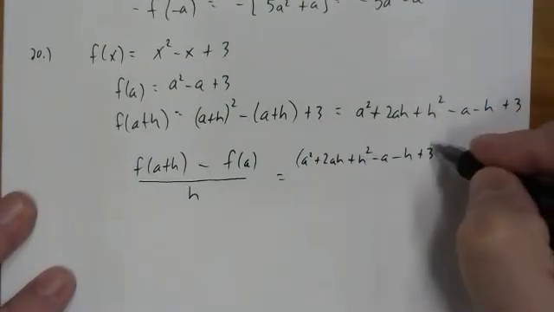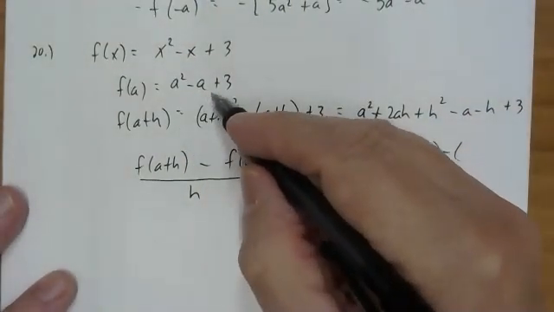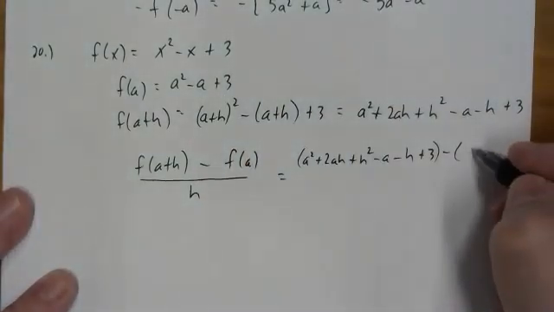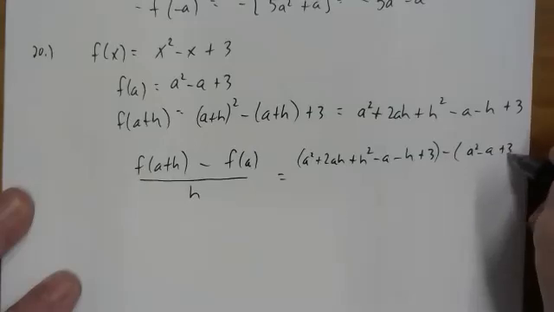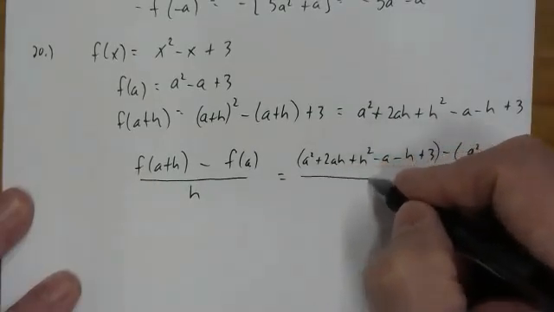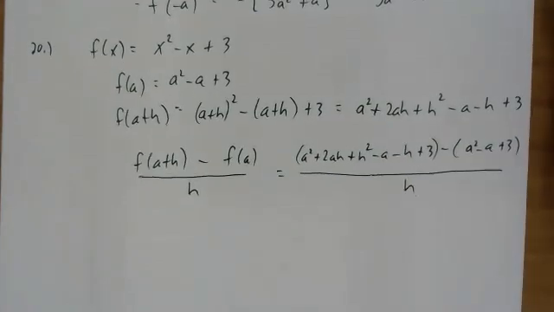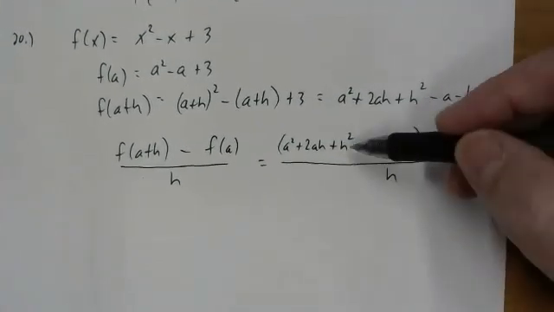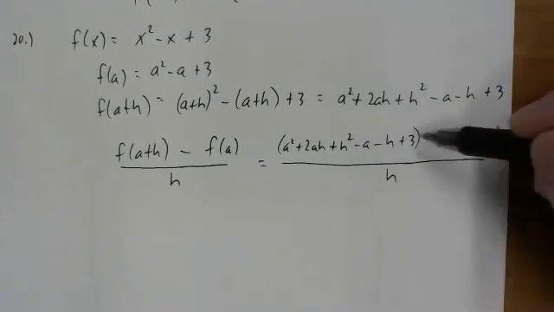Then minus f of a, which is up here, a squared minus a plus 3, and all of that is over h. So what we have to do is combine like terms, and if you've done this correctly, you're going to see a lot of these things cancel out.